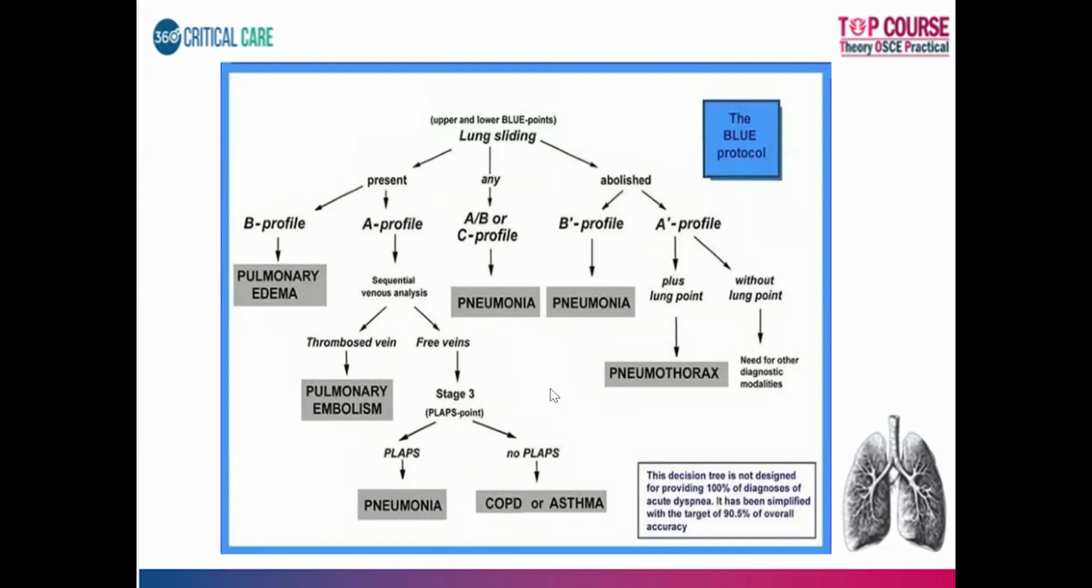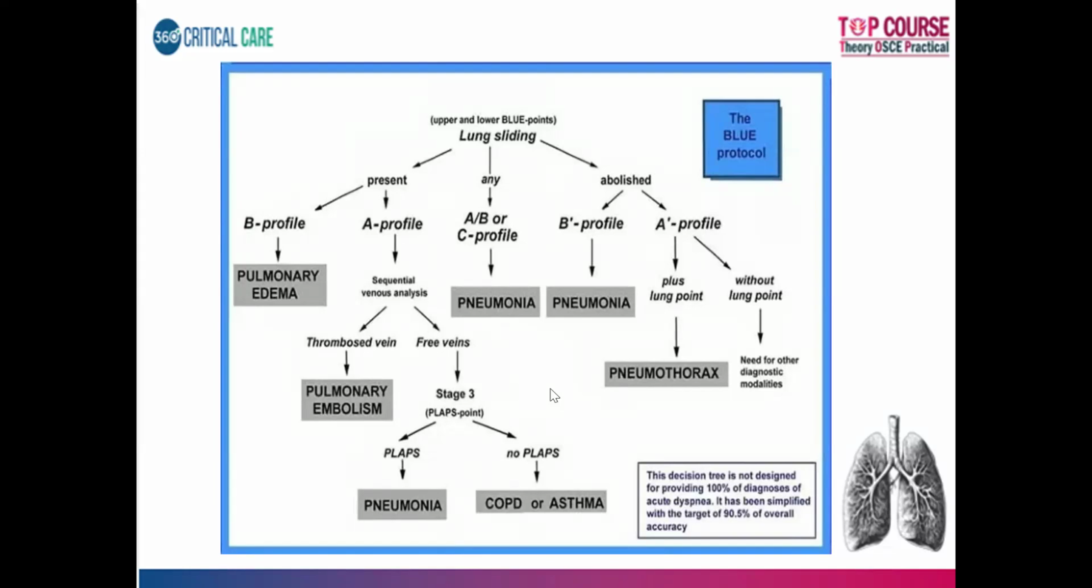The most important differentiating point here, with the A profile, is the presence or absence of deep vein thrombus. That is one thing you have to remember. Coming to the middle part of the BLUE protocol, you can have a B or a C profile. In these cases, the diagnosis would probably be pneumonia. B dash profile, as I've already mentioned earlier, is absent lung sliding with a B profile. That is again an indication of pneumonia.